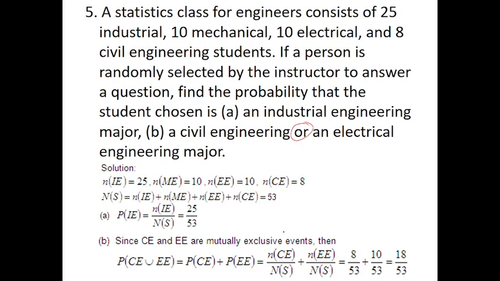Okay? So in this case, i-divide lang natin number of CE students over total number of students plus number of EE students over total number of students in the class. So we have now a total of 18 over 53. 8 for CE, 10 for EE. We have 18. So 18 over 53. Okay?